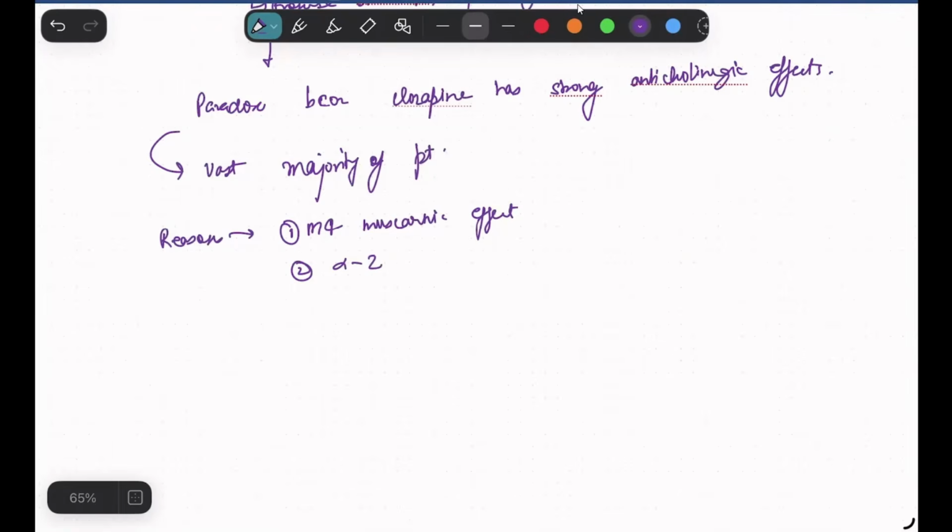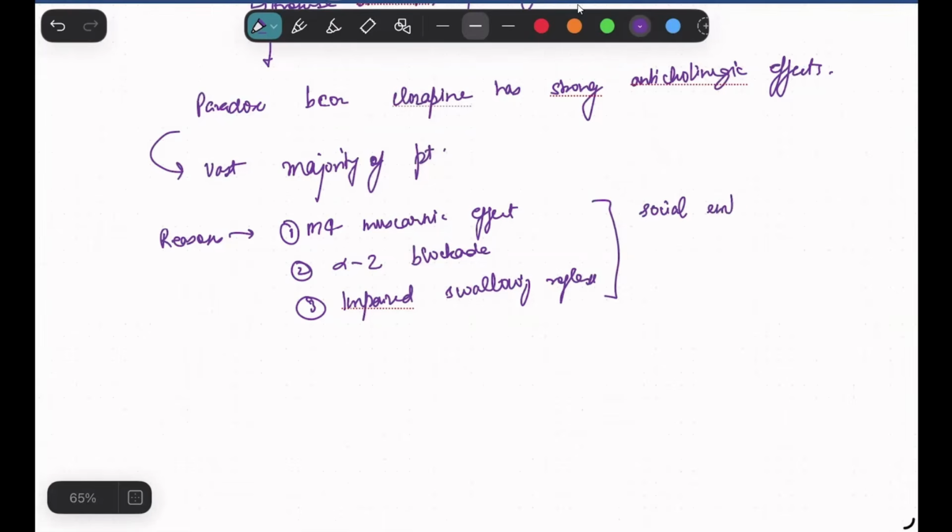Second one is alpha 2 blockade, and third one is impaired swallowing reflex. Why is this side effect important? Because sometimes it is a cause of non-compliance. Why? Because drooling of the saliva becomes socially embarrassing, and also medically important.